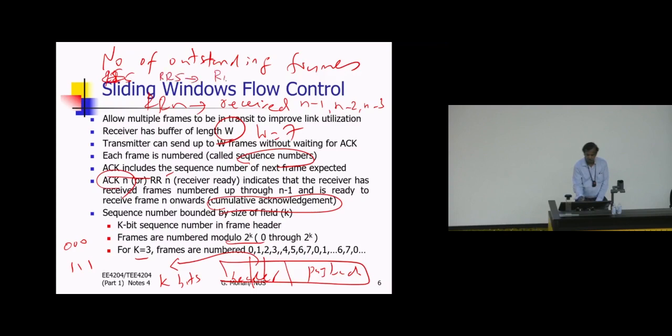it acknowledges that it has received frame 4, frame 3, frame 2, frame 1, etc. Is that clear? And it's ready to receive frame number 5. Some books may follow the other notation: RR5 or ACK5 means it is acknowledging frame number 5 or up to frame number 5. No, I'm not following that notation here.